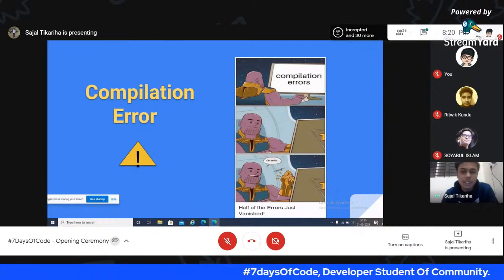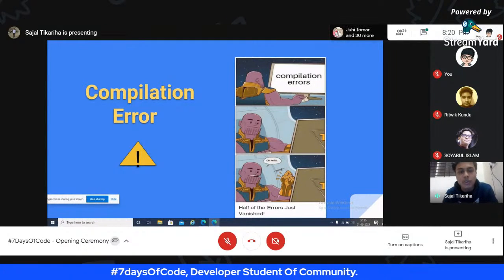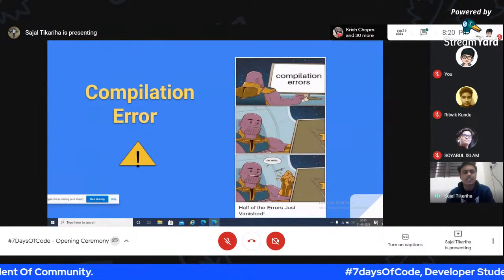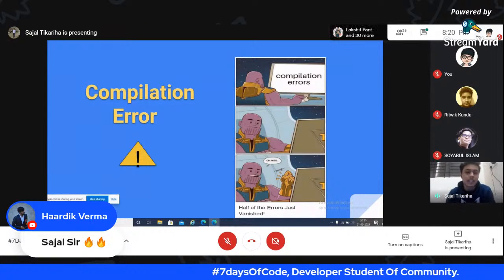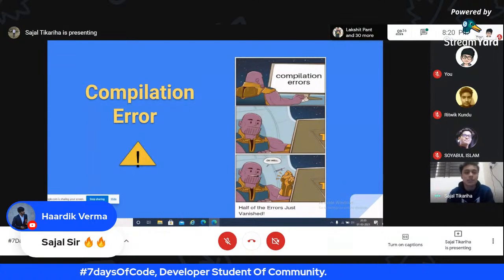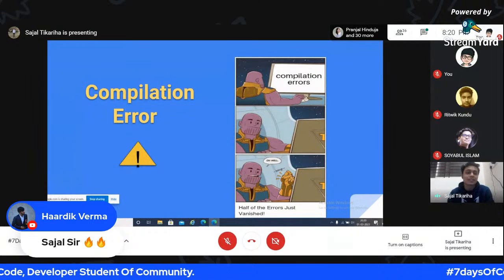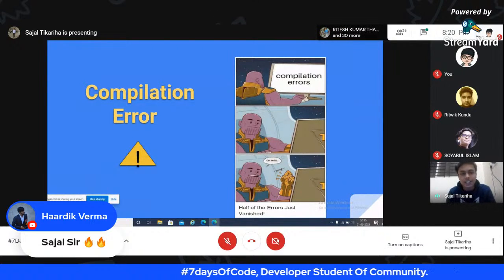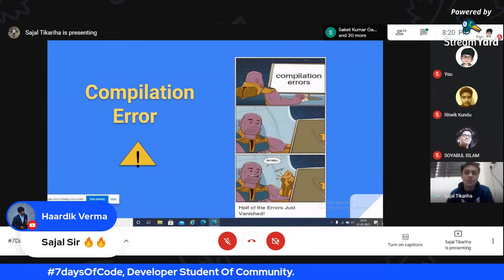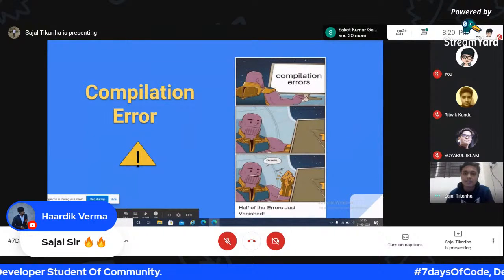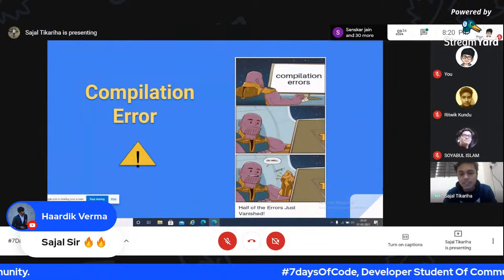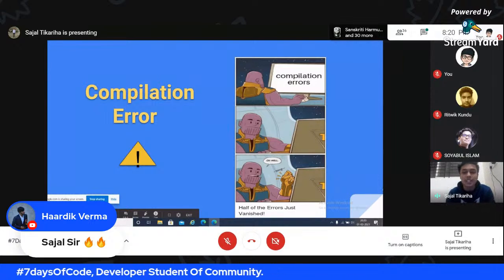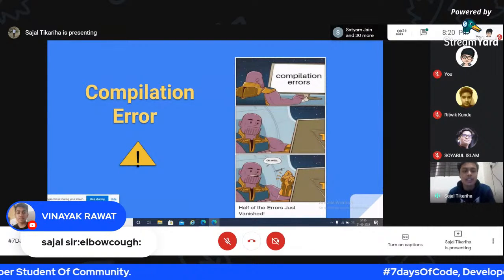Compilation error, as you might all know, is an error you have got many times while running your C++ program. It's a very basic error, an error while writing your code. You have to rethink what you are writing in your C++ program. It's a basic syntax error, etc. Thanos snaps his fingers and half of the errors just vanish, but that would not be applicable in your case. You'll have to find the errors by yourself.